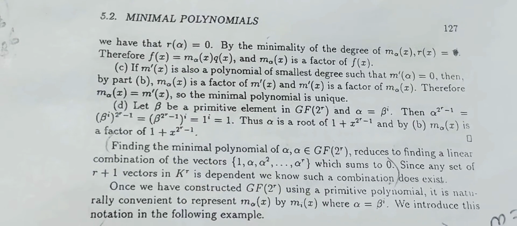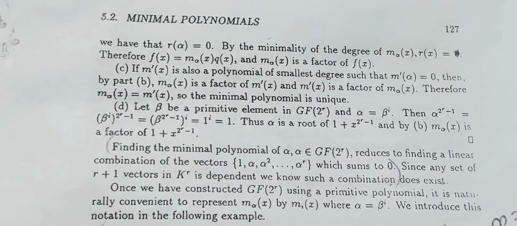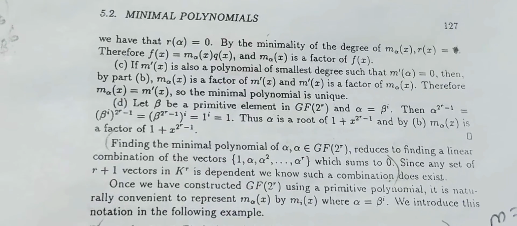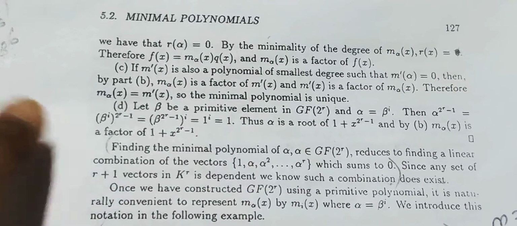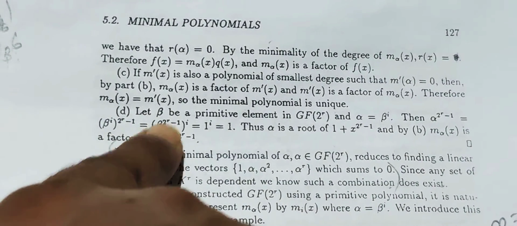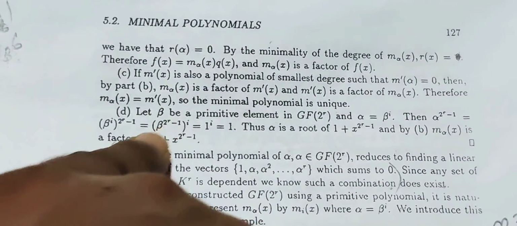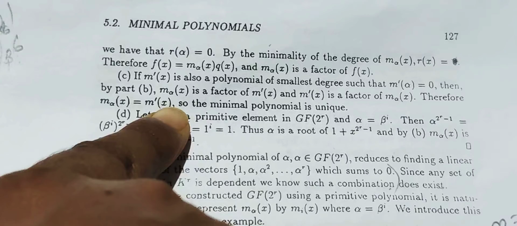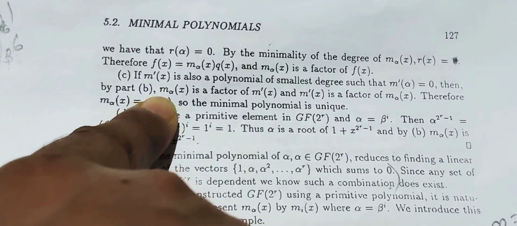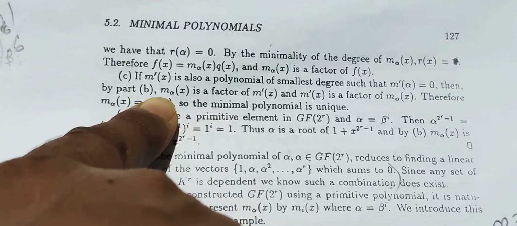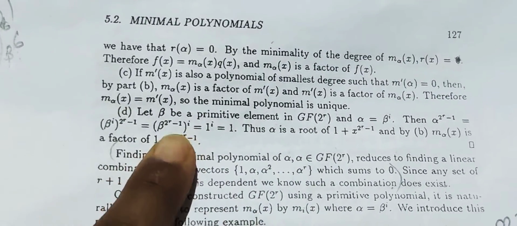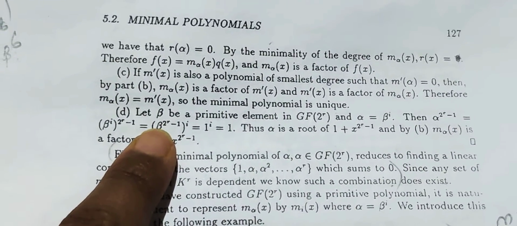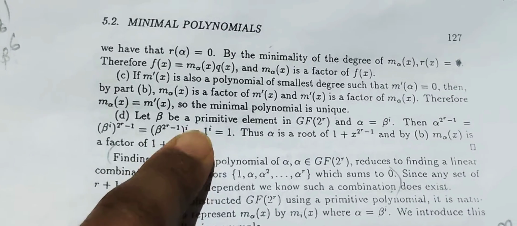And the fourth one is, let beta be the primitive element, and alpha is equal to beta raised to i. Then alpha raised to 2 raised to r minus 1 is equal to beta raised to i into 2 raised to r minus 1, which is equal to beta raised to 2 raised to r minus 1 whole raised to i. Beta is a primitive element, so beta raised to 2 raised to r minus 1 is 1, because the order of beta is 2 raised to r minus 1. So beta raised to 2 raised to r minus 1 whole raised to i is equal to 1 raised to i, that is equal to 1.